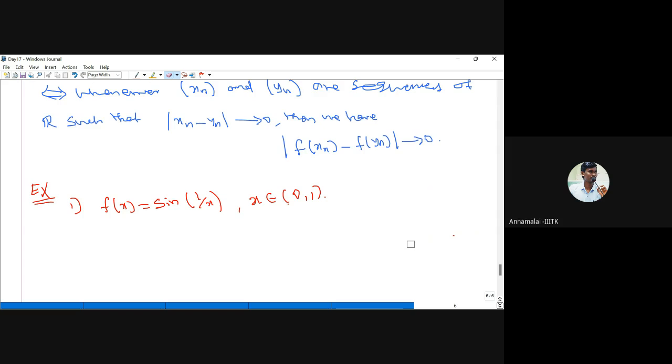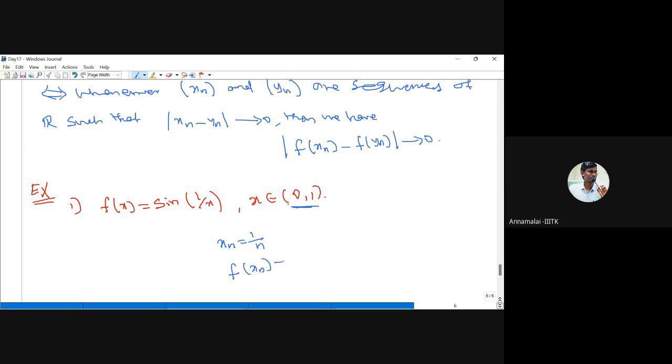So first thing is you got to think about the Cauchy sequence. Every uniformly continuous function takes a Cauchy sequence to a Cauchy sequence, right? So can you find a Cauchy sequence here? Take xn equals 1 by n. It's a Cauchy sequence. Suppose if it is uniformly continuous, then f of xn should also be a Cauchy sequence.